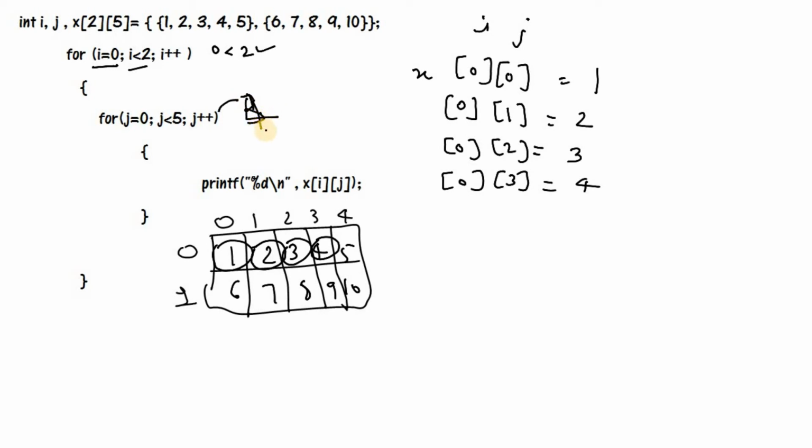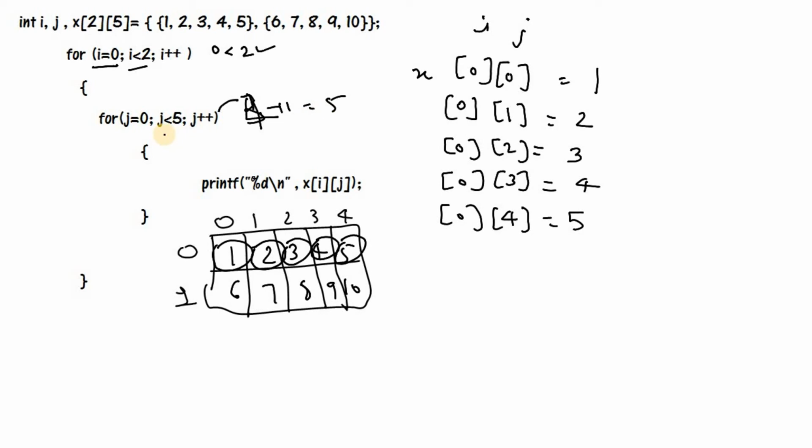Again, with 4, indices 0 and 4. The i value is 0 and j is 4 in index. It will print the element, that is 5. And again it will increment the value by 1. That is here 4 plus 1, that is here 5 now.